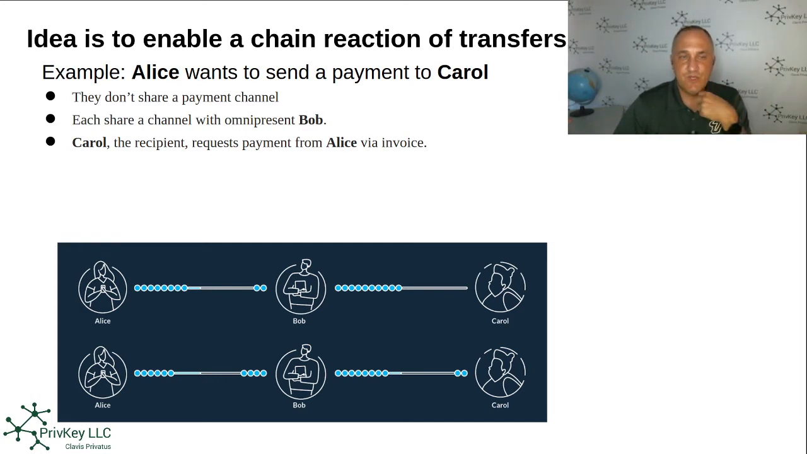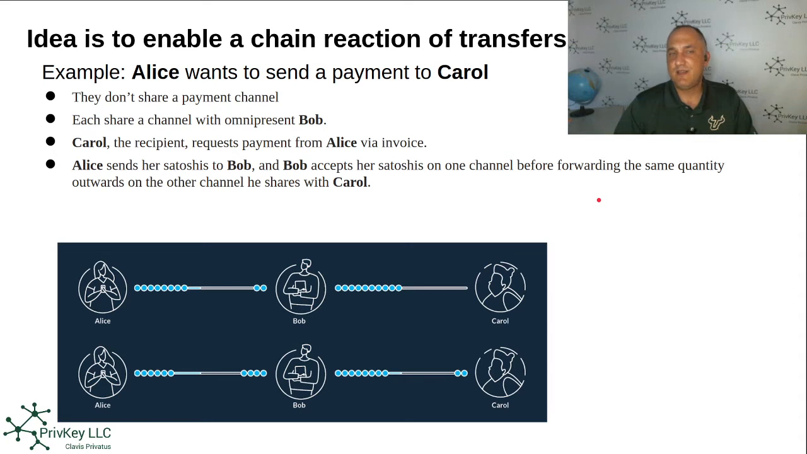So Carol, the recipient, requests payment from Alice via an invoice. So basically, Carol sends Alice an invoice, and that invoice gets paid using Bob, because that's what Carol's instructing her to do. It doesn't have to be Bob; it could be another intermediary, because this is just for example purposes.